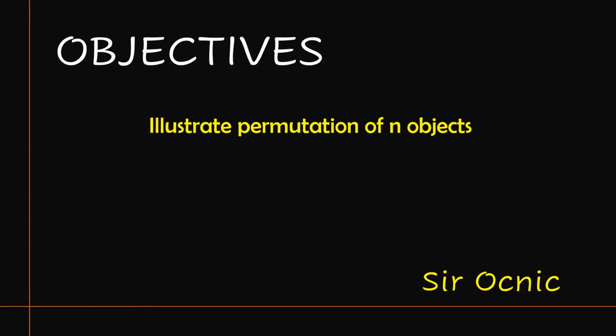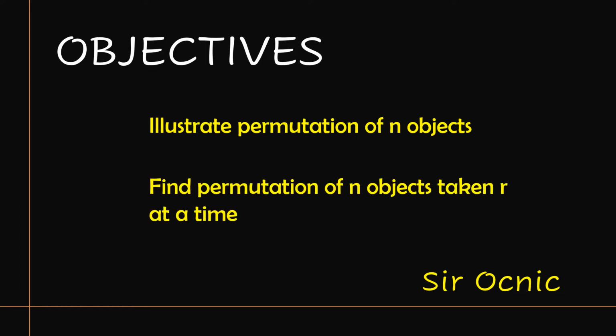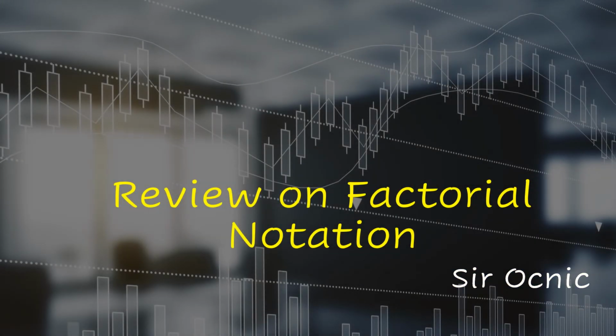In this video, we will illustrate permutation of n objects and we will find permutation of n objects taken r at a time. But first, let us have a review on factorial notation.